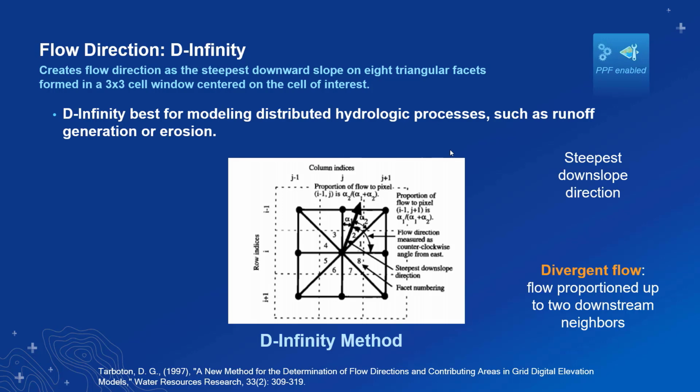Traditionally, only the D8 flow direction method was supported. Relatively new is the D-infinity flow direction model. It can proportion flow from each cell up to 2 downstream neighbors.